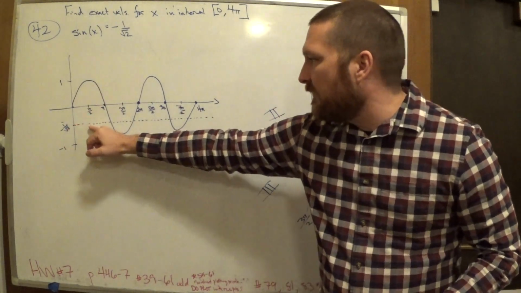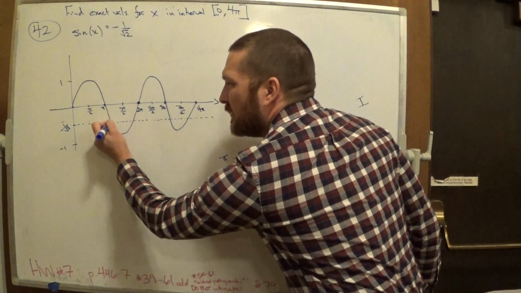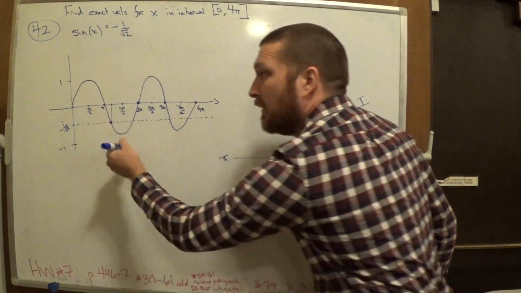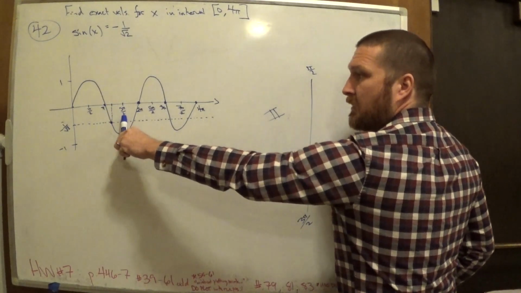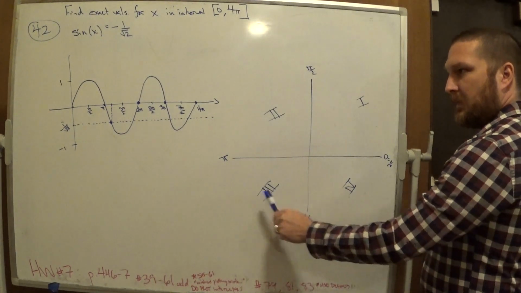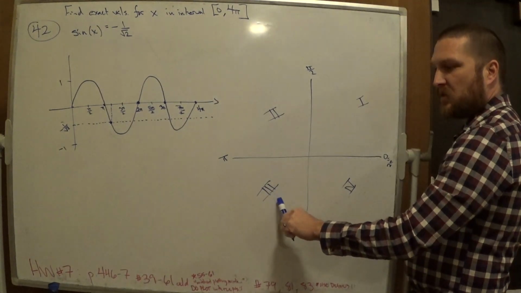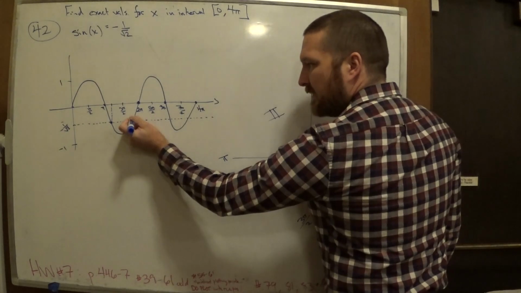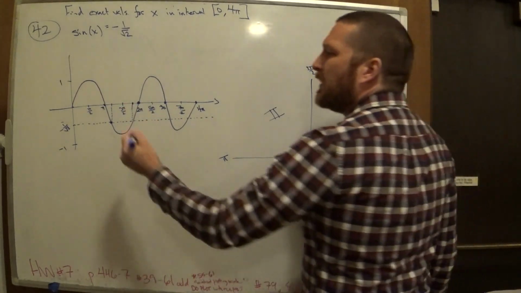And so if this value occurs here, then what quadrant are we in? 4. Wait a second. What quadrant is this between this value and that value? It's 3. No, yeah, 3. Wait, oh, yeah, because we're between pi and 3 pi over 2. So, okay, that's quadrant 3. And what about this guy? This occurs where? That's 4. That's 4.